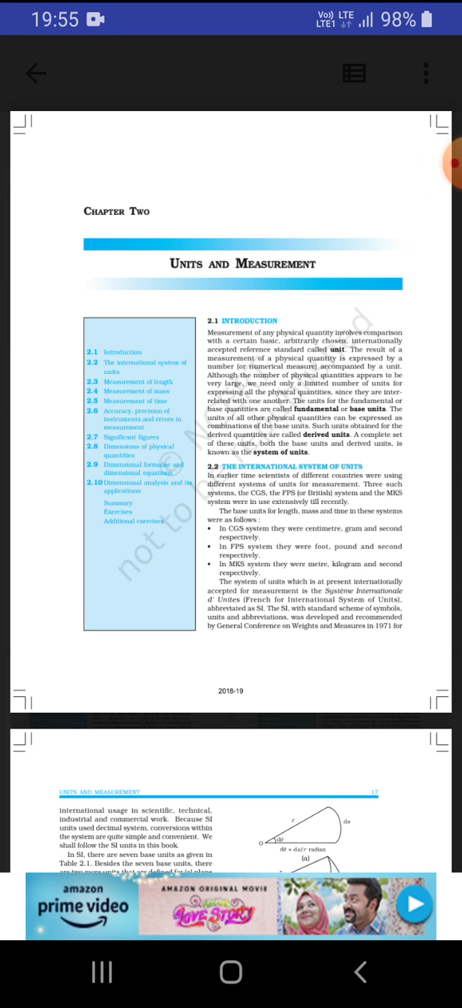Today I'm going to explain your 11th standard physics second chapter, that is Units and Measurements. So let's come to the introduction of this chapter. As you all know, measurement of any physical quantity is a comparison with an internationally accepted reference standard called a unit. The result of the measurement of a physical quantity is expressed in a numerical measure. In the numerical measure, the physical quantity we express, as you know.